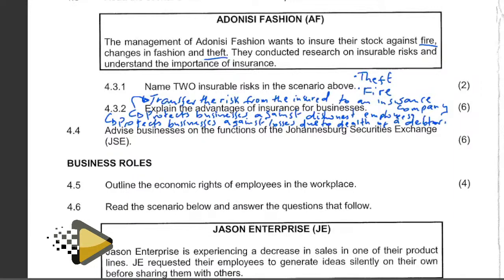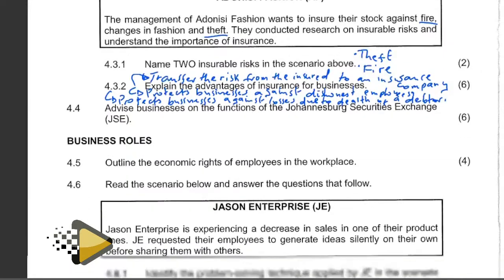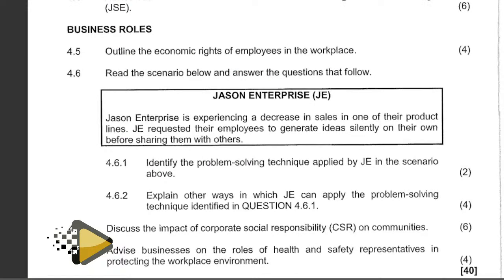Okay, right. So now let's move on to 4.4. So 4.4 reads as follows. Advise businesses on the functions of the Johannesburg Security Exchange. When you talk of the Johannesburg Security Exchange, you talk of the platform where shares can be bought and sold. One of its functions is that it raises primary capital for businesses, it also provides protection for investors. It also encourages short-term investment instead of long-term investment.